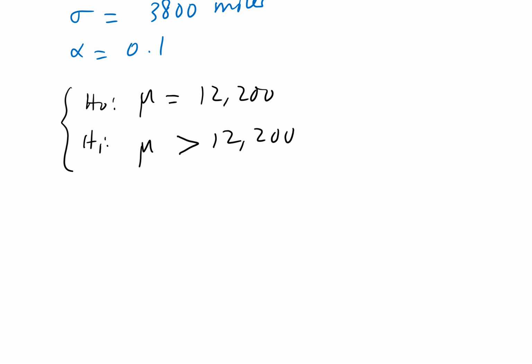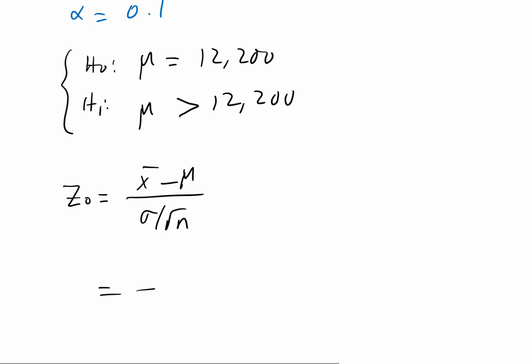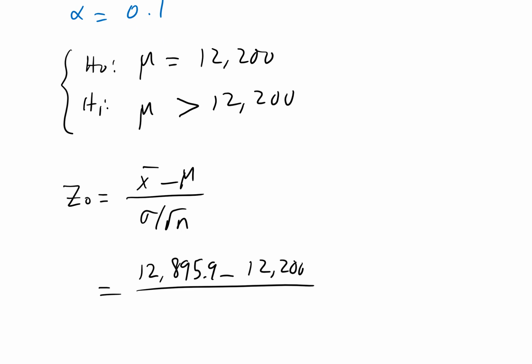Alpha is given. So the first thing I always do is find the test statistic. X bar minus mean over standard deviation over the square root of n. They give us all these numbers. All we have to do is just substitute them in. 12,895.9 minus 12,200, this is 3,800, and n was 35. I calculated this and I got 1.08.